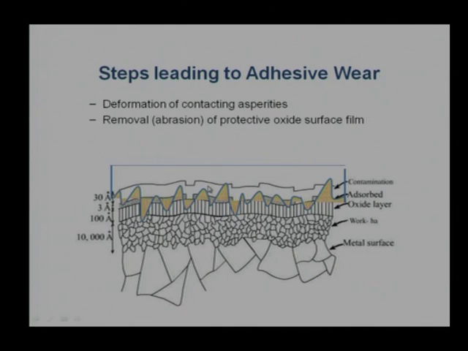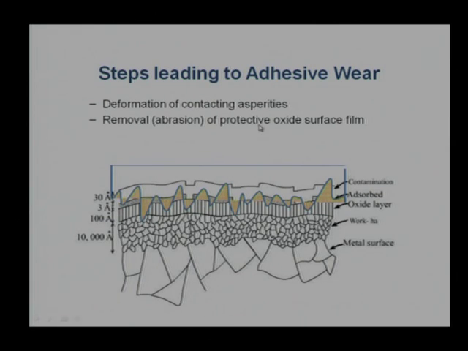Because of that, there will be some sort of penetration and removal of the protective oxide layer. If the surface is stronger and penetration is there, there will be fracture of the oxide layer. It will be fragmented, and once it is fragmented, it can be easily removed.